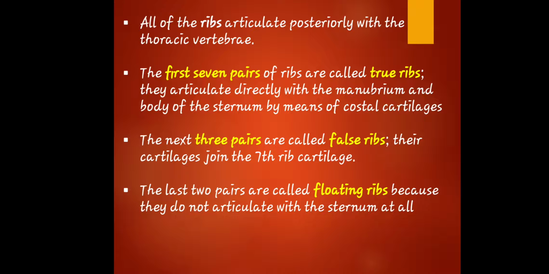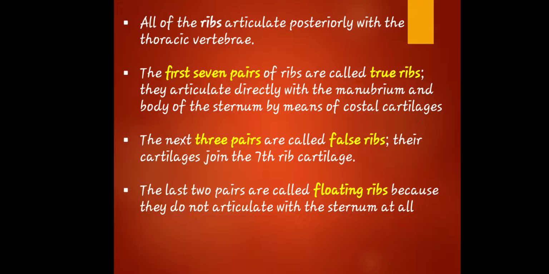All of the ribs articulate posteriorly with the thoracic vertebrae. So this is the explanation of the function of each rib. The first 7 pairs of the ribs are called true ribs. They articulate directly with the manubrium and body of the sternum by means of costal cartilage. The next 3 pairs are called false ribs. Their cartilages join the 7th rib cartilage, while the last 2 pairs are called floating ribs because they do not articulate with the sternum at all.